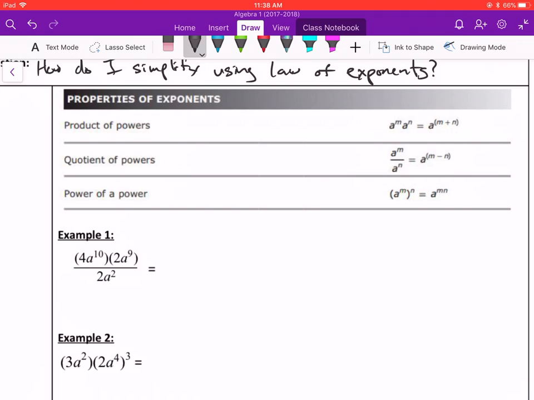The quotient: when you divide them, you subtract. So right here it says you subtract m and n, your exponents. And lastly, when you raise a power to a power, so a to the m to the n, you multiply. Those are the 3 rules.